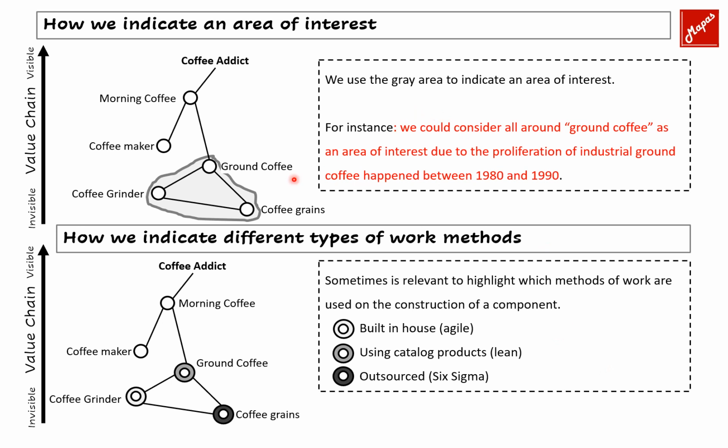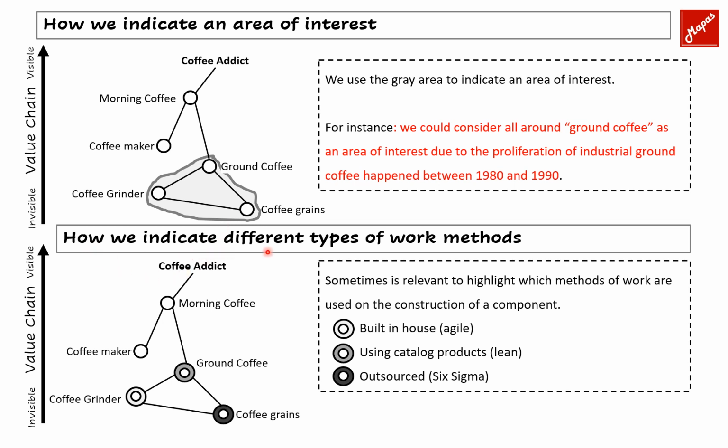How do we indicate an area of interest? Well, with this symbol. I have covered again these 3 components, and we could consider all of ground coffee as an area of interest due to the proliferation of industrial ground coffee or whatever, or maybe then we want to do a specific map or sub-map with respect to this area of interest.